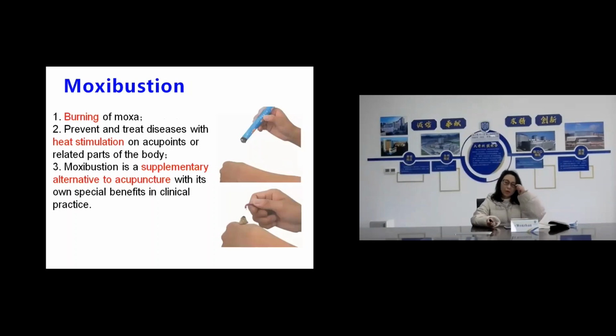Then I will introduce moxibustion. Moxibustion therapy uses Chinese herb. We usually use moxa. We burn the moxa near the acupoint of the body. If the patient is afraid of needles, we usually use moxibustion to treat the disease.